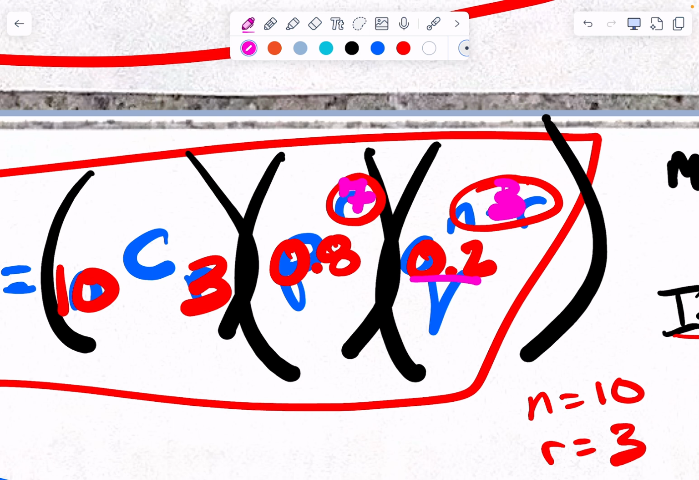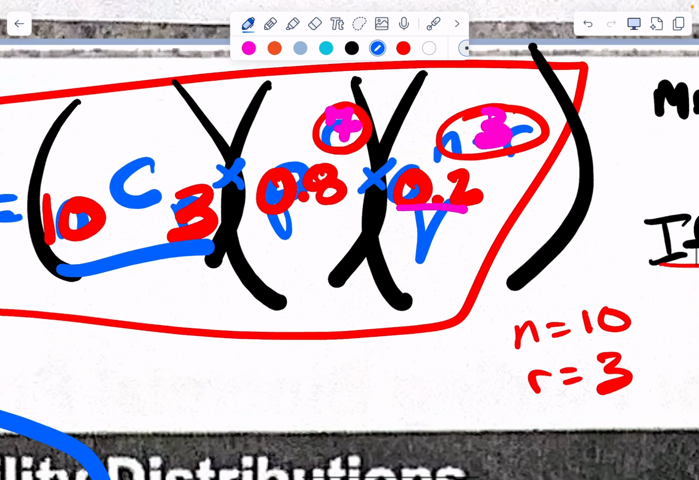Does that make sense? Okay, now the kicker is typing this in. You can type it in all in one shot, and you don't even need to use parentheses. You can use times here if you want to. Do you guys know where your C button is? Yes, you should, from last chapter. Okay, so type in 10C3. If you want to hit enter after 10C3, you can, I don't care. But do 10C3 times 0.8 to the 7th power times 0.2 to the 3rd power. Type that in, practice doing it.